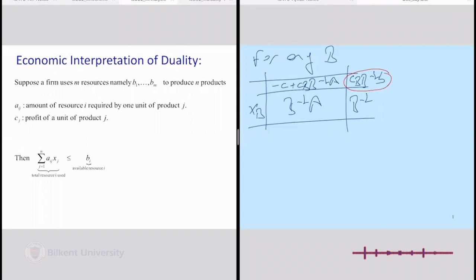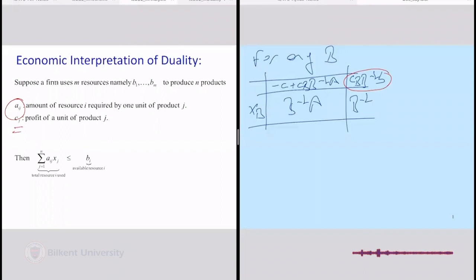Now, I have M resources, and I'm going to produce N products using those resources. Each product comes with a profit, right? And each product consumes some of my resources.